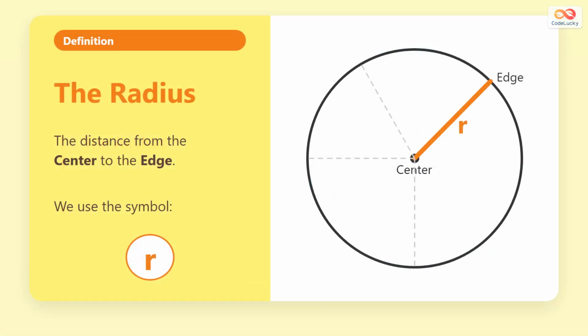Now, if you draw a straight line from that center point out to the edge of the circle, you have created a radius. We use the lowercase letter r to represent it. It doesn't matter which direction you go. As long as you start at the center and end at the edge, the length will always be the same.